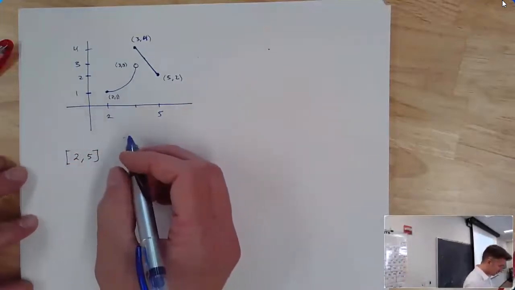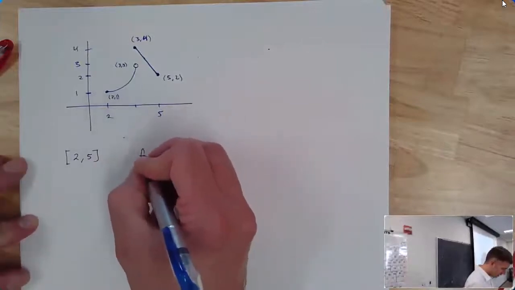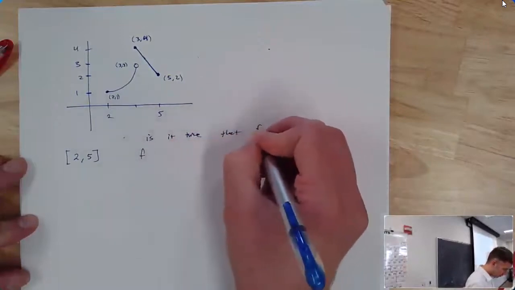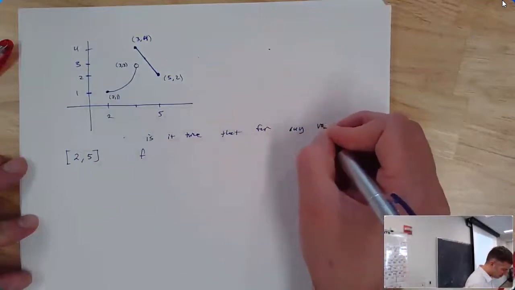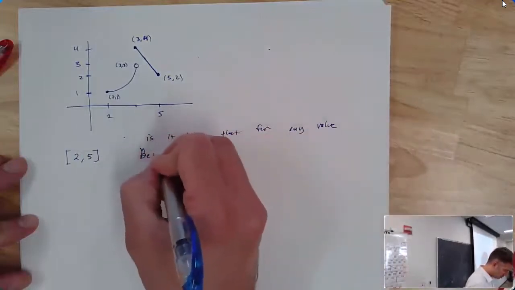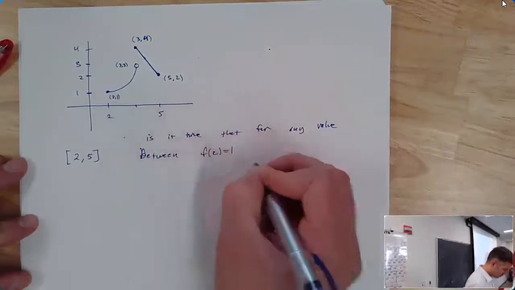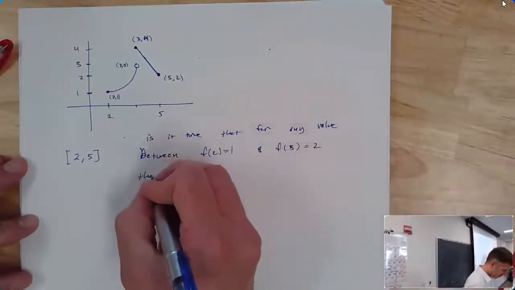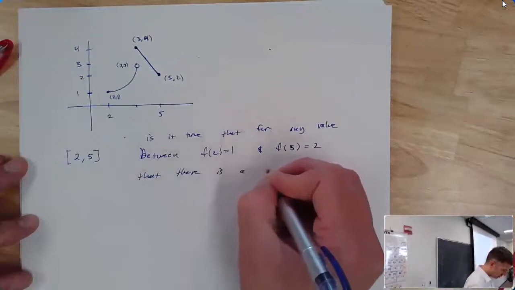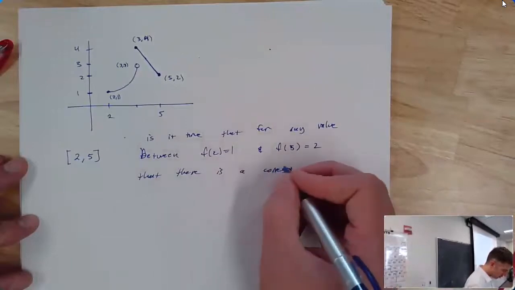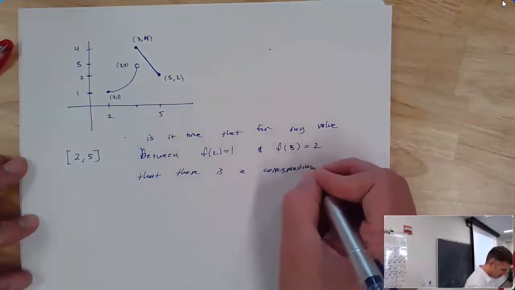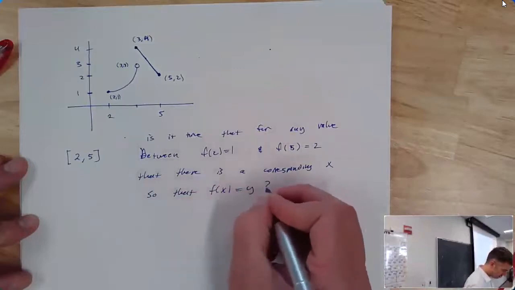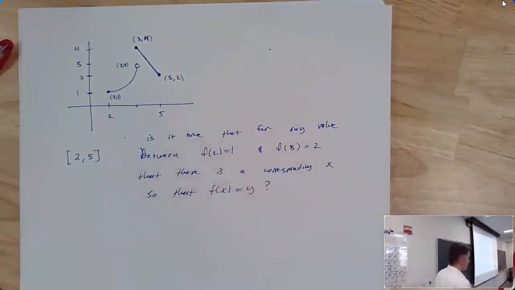And we are saying, okay, is it true that for any value between f of 2 equal to 1 and f of 5 equal to 2, there is a corresponding y, or I should say a corresponding x, so that f of x is equal to y? And the answer here is actually yes.